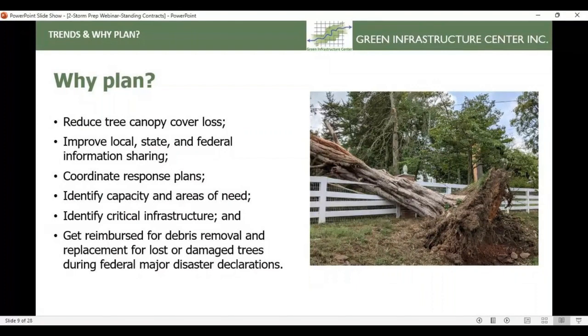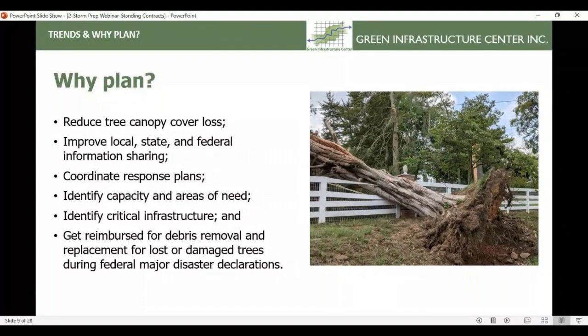minimize those losses. The planning of this also really helps to improve local, state, and federal information sharing. So it's really important to have those coordinated response plans in place in order to make sure that communities get back on their feet, and there's as little disruption to them as possible. It can also help us identify capacity or areas of need. So, no community is perfect at planning. And so this is an opportunity to identify gaps in the planning process, and where maybe resources are needed in times of a disaster.